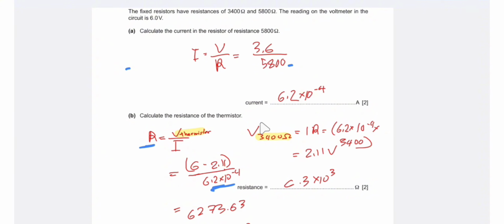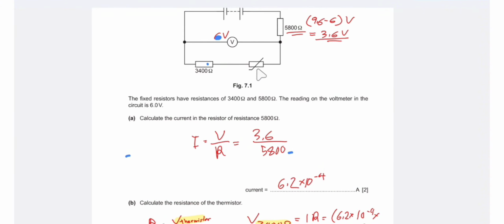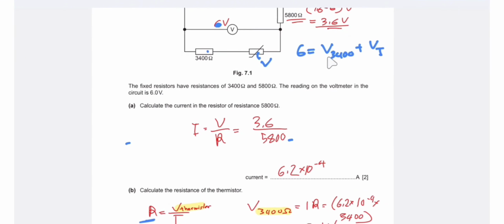But what is the value of voltage? So we need to find the voltage across the thermistor. The 6 volt is shared between the 3400 ohm resistor and the thermistor. So what is the voltage across the thermistor? The total voltage 6 volt is equal to the voltage across the 3400 ohm resistor plus the voltage across the thermistor. So the voltage across the thermistor is equal to 6 minus the voltage across the 3400 ohm resistor.